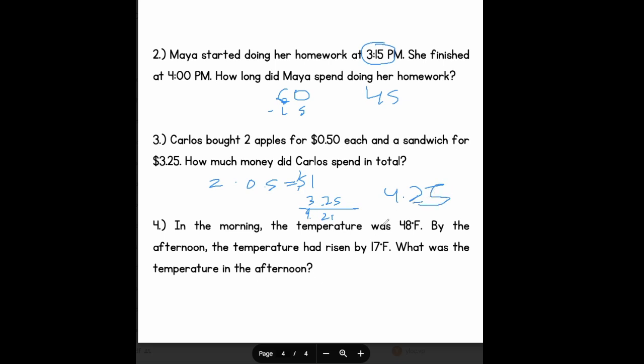In the morning, the temperature was 48 degrees Fahrenheit. By the afternoon, the temperature had risen by 17 degrees Fahrenheit. So it went up by 17 degrees Fahrenheit. If you do the math here, you'd get 65 degrees Fahrenheit.